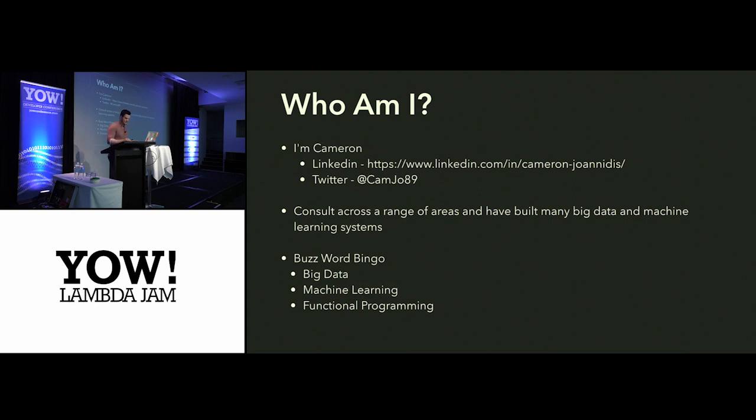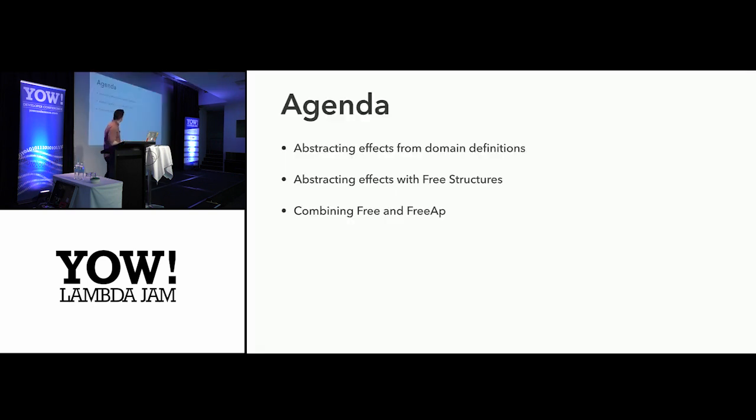If I were to describe what I do in buzzword bingo, it would be big data, machine learning, and functional programming. So what we're going to cover today: I'm going to talk about abstracting effects from our domain definitions. Then we're going to look at how we can actually put these effects into free structures. And then finally, we'll look at how we can combine the free monad and the free applicative.